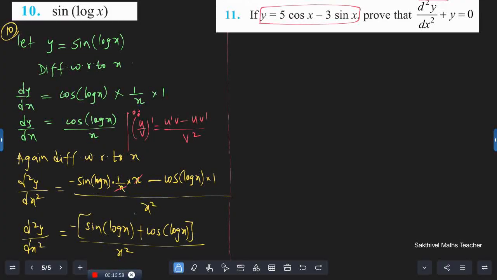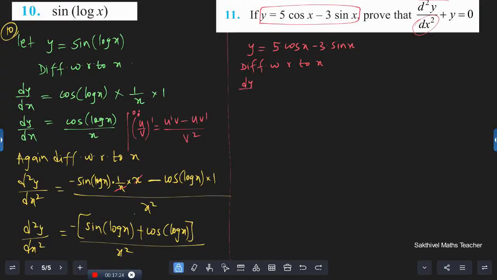First I am taking the y. y is equal to 5 cos x minus 3 sin x. Very easy to differentiate. Easily you will get the answer. Just differentiate with respect to x. Why? Because here we have dx square. By looking at that only, you come to know what variable we have to use for differentiation. So differentiate with respect to x.